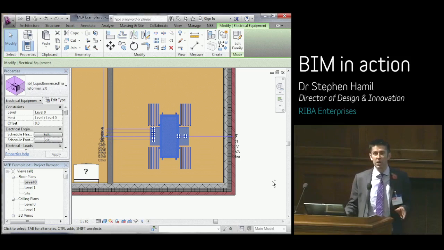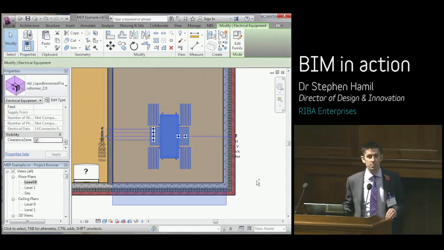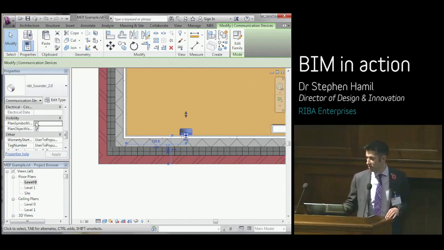And you can see there the plant room's not quite big enough for that transformer. So you'd maybe want to send that model back to the architect and get them to move the partition wall a little bit. Maybe a slightly smaller object there. Again, the geometry is not the most important thing here.